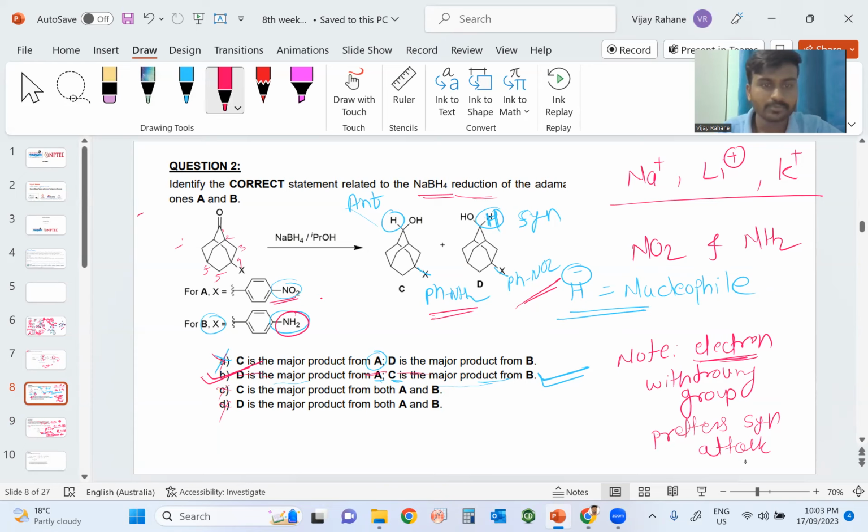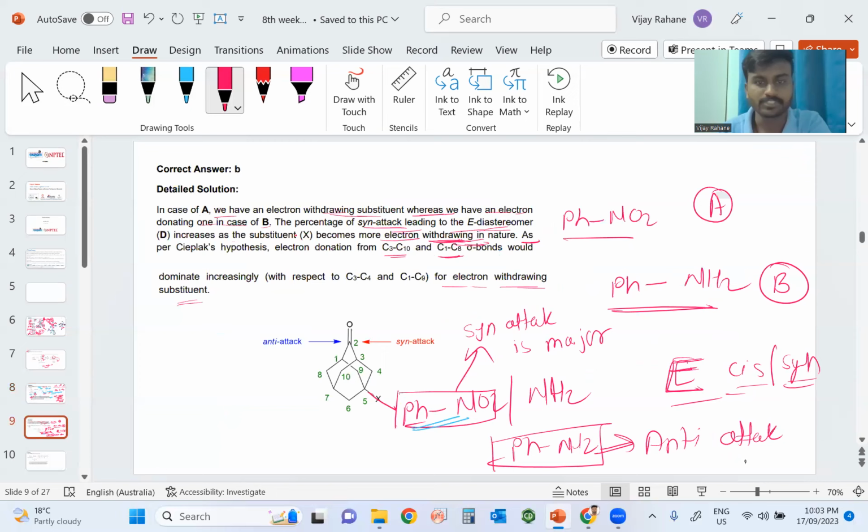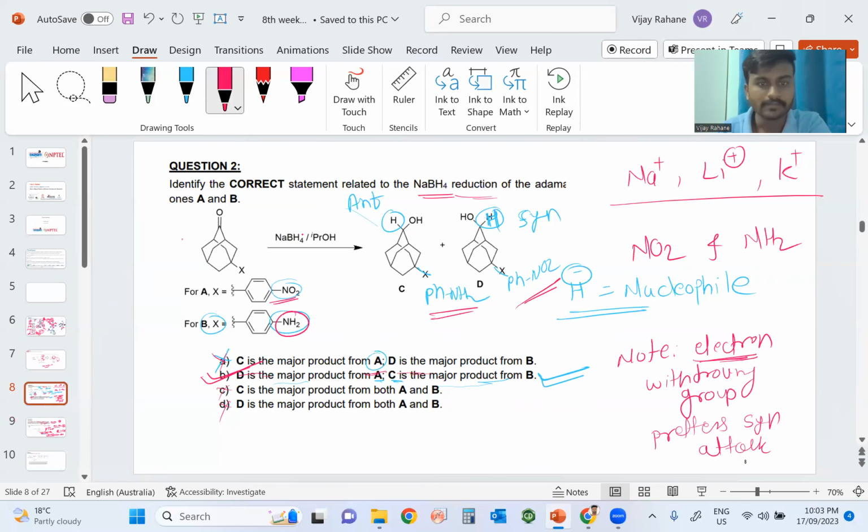5, 6, 7, 8, 9. I don't think the numbering which we have given here is correct. So just look at how the numbering for this type of system will be given.